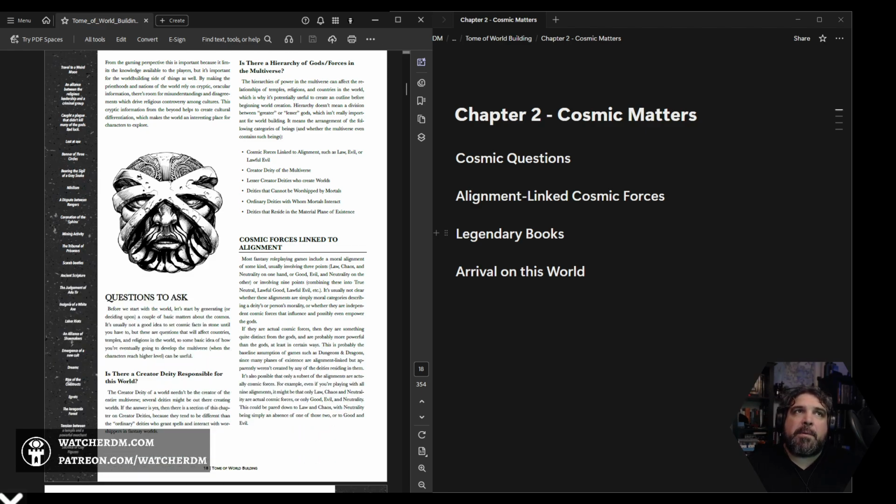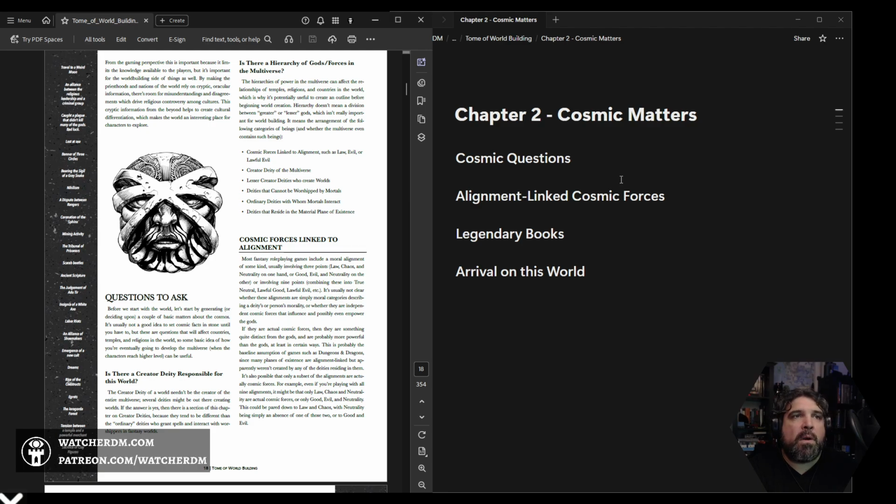So, from the gaming perspective, this is important because it limits the knowledge available to the players, but it's important for the world building side of things as well, by making the priesthoods and nations of the world rely on cryptic oracular information. There's room for misunderstanding and disagreements, which drive religious controversy among cultures. This cryptic information from the beyond helps to create cultural differentiation, which makes the world an interesting place for characters to explore. I think that's all pretty legitimate. That's good. So we're going to go into questions to ask.